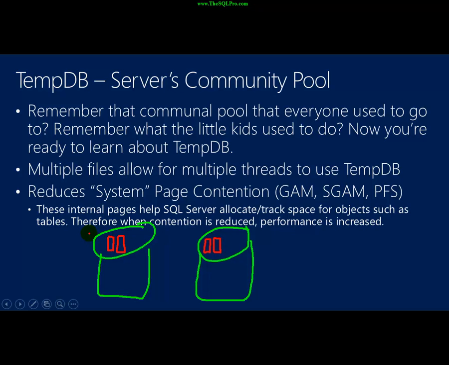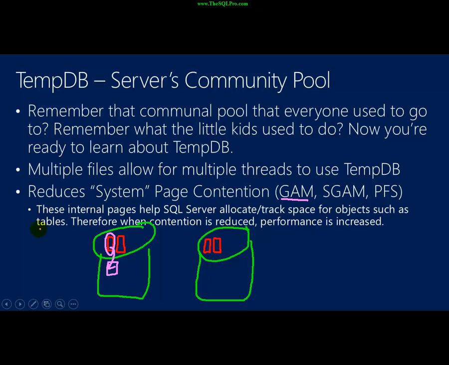And what happens is, as somebody inserts data into a temporary object, SQL Server takes a lock on this page here. Let's say that this is the GAM page, Global Allocation Map page, and it wants to allocate a new page for your temporary object. So it takes a lock on this page, and then it finds the page that it can allocate free space to, and then it removes that lock.